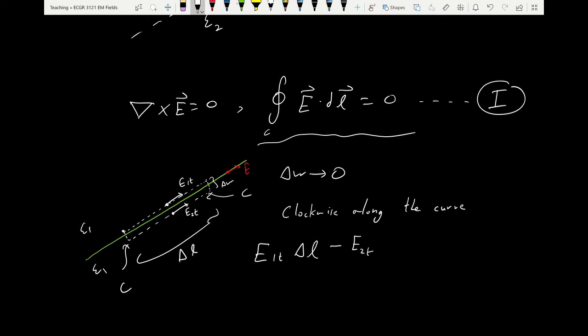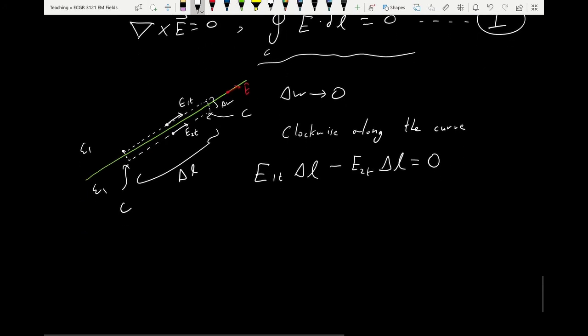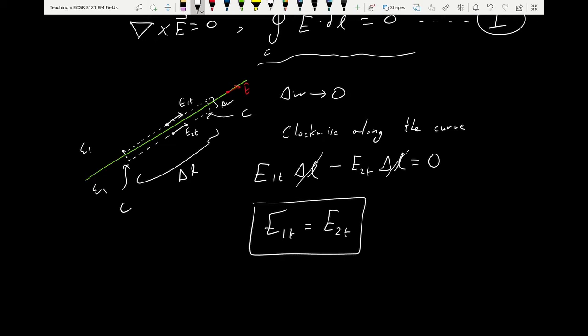So when I go in this direction, I have E1t delta L. When I go in the opposite direction, I'm opposing the field, so the term is going to be minus E2t delta L. The dot product here gives me a minus, and it equals 0. That's the first postulate, right? I can remove delta L. I end up with the result that E1t equals E2t. So this is the first interface condition in terms of the tangent electric field intensity.